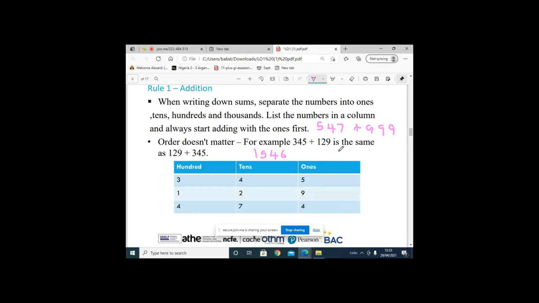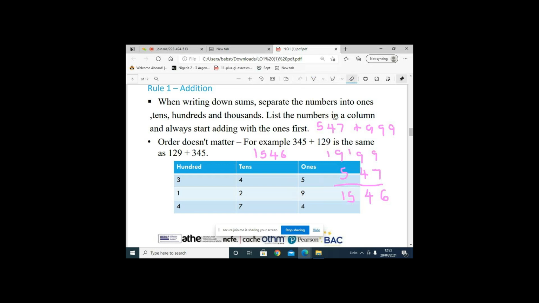So let me do this for you now. It's 999, you're adding 547 to it. You are reading them based on the hundreds, tens and ones. So 9 add 7, that's going to be 16. You put 6, you keep 1 here. 1 add 9 is 10. 10 plus 4, that's 14. You put 4 here. Then the 1 is there. 1 add 9 is 10. Then 10 plus 5 is 15. So you're right. Harry, you are right.